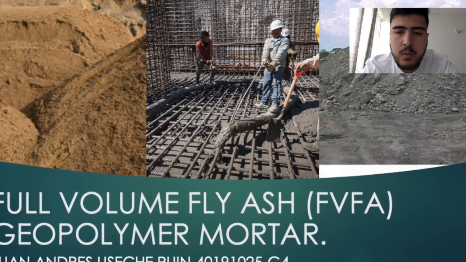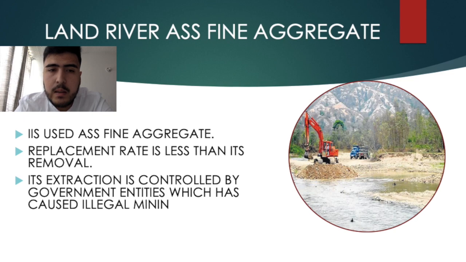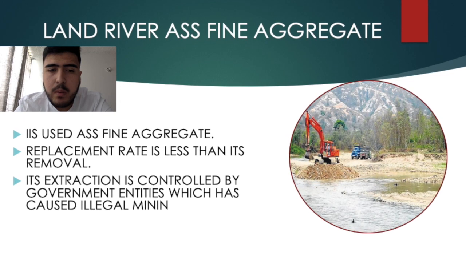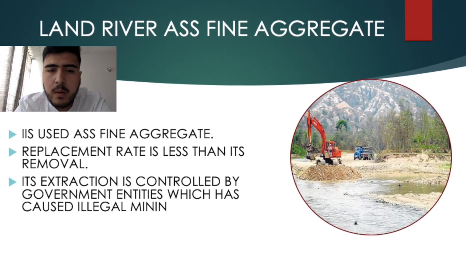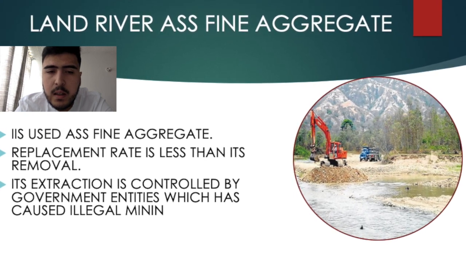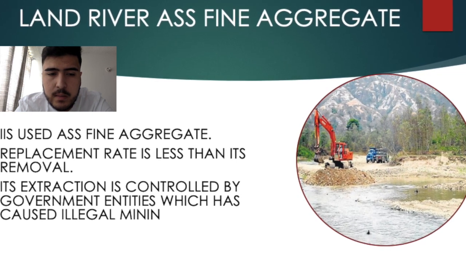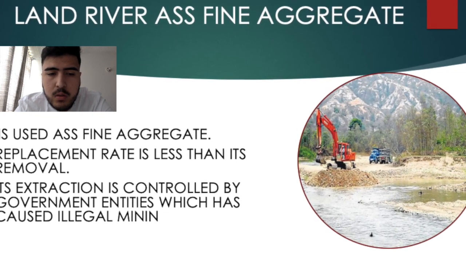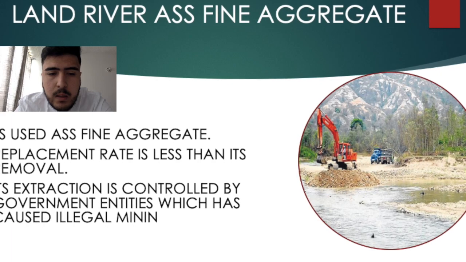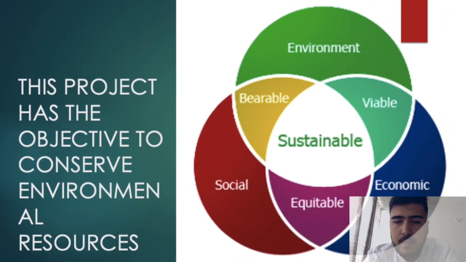Full volume fly ash geopolymer. River sand is an important construction material, but its regeneration rate is less than extraction, and it is necessary to find a substitute for it to conserve natural resources and supply its demand.